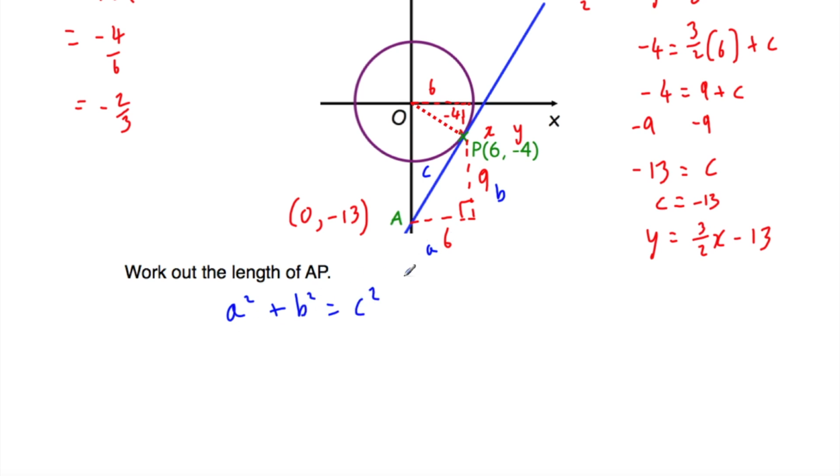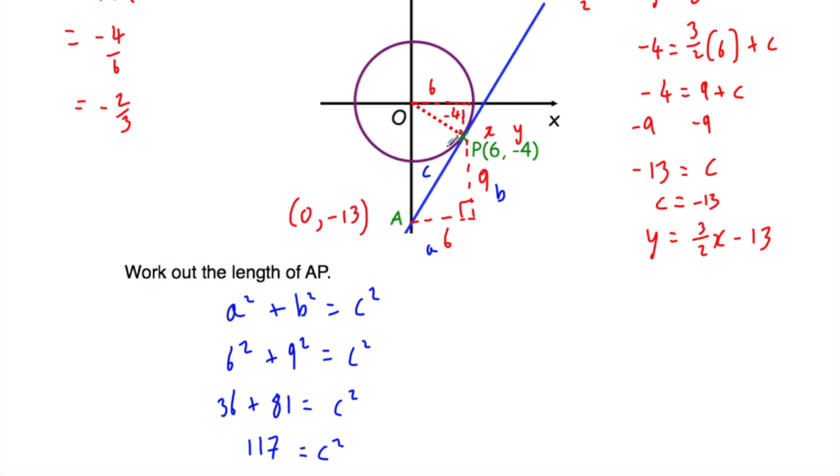So A squared, that's going to be 6 squared, plus B squared, that's going to be 9 squared, and that's equal to C squared, or AP squared. 6 squared is 36, plus 9 squared is 81, and that's equal to C squared. We've got our calculator here. Actually, we could have done this in one go and just typed in 6 squared plus 9 squared, and if you do that, you get an answer of 117. Alternatively, you can add these and get 117 is equal to C squared.